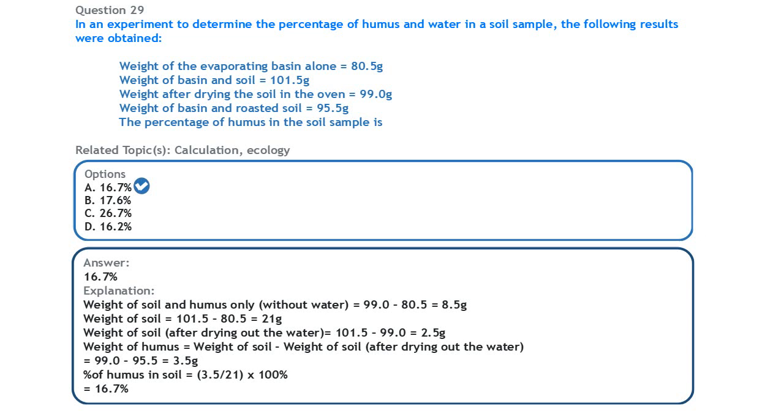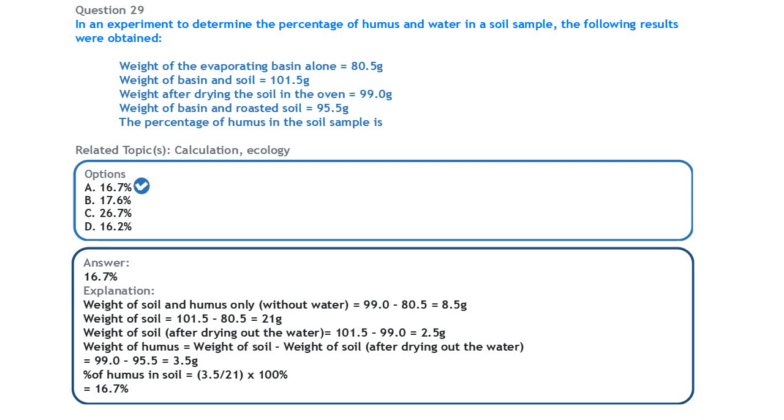Now the weight of the humus is going to be equal to the weight after drying out the water, which is 99.0, minus the weight of the basin after roasting the soil. Now there's something here that we need to understand: what we are looking for is the weight of the humus. After drying this soil here, the only thing we now have is the soil and humus. Water has been removed, okay, it has been dried, so the water has dried off.